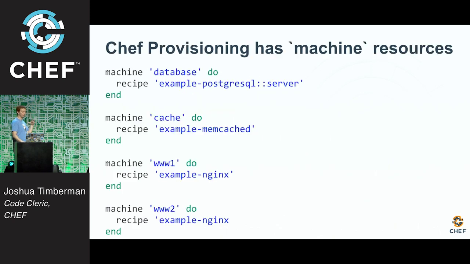So if we take a step back from Chef servers and look at this recipe, how many machines do I have in my cluster? It's not a trick question. Yeah, we have 4. We have a database that runs a Postgres recipe, a cache system running Memcache, and 2 web front ends running Nginx. Super simple. I can look at this recipe and know exactly how many nodes I will have in my cluster after running it.